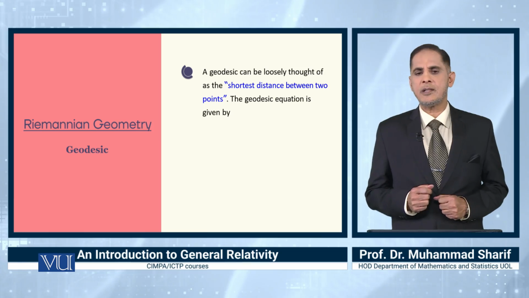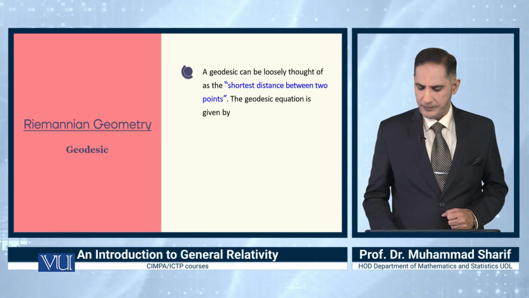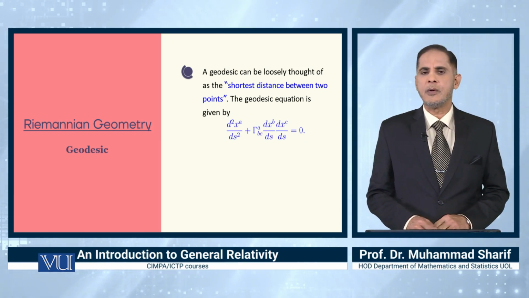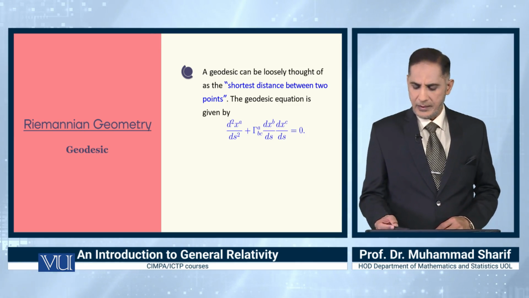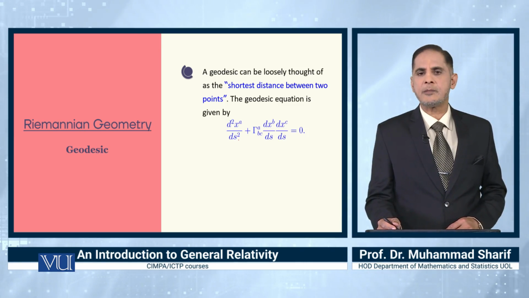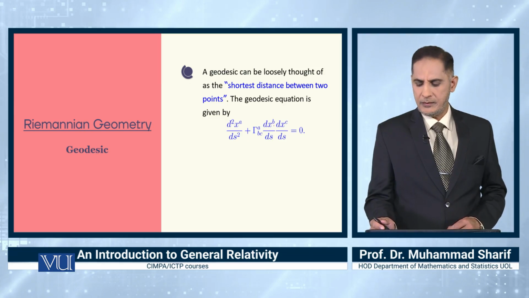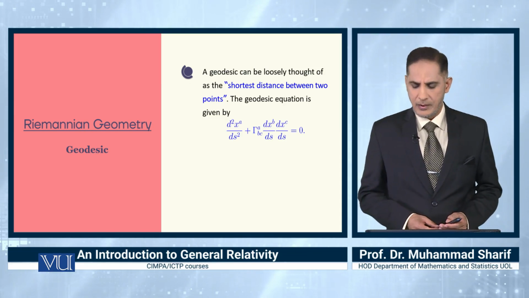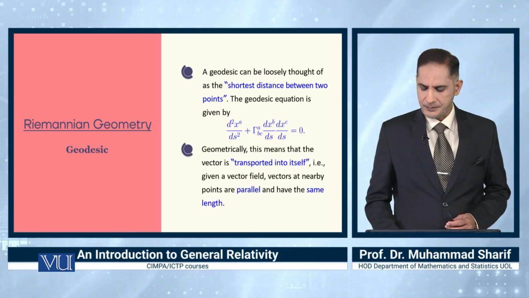So geodesic is the shortest available path on the curved space-time. Its equation can be derived as given here. Here you can see these are the derivatives with respect to the arc length parameter, and this is the Christoffel symbol, and this is obviously a derivative. So this equation can be easily derived. I'm not going to give the derivation here.